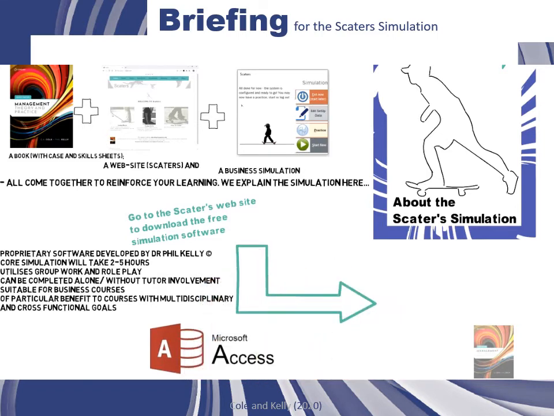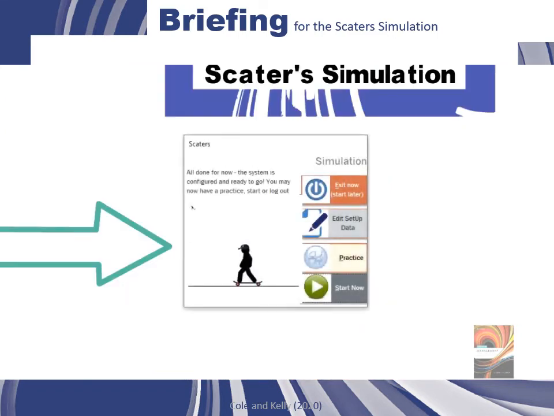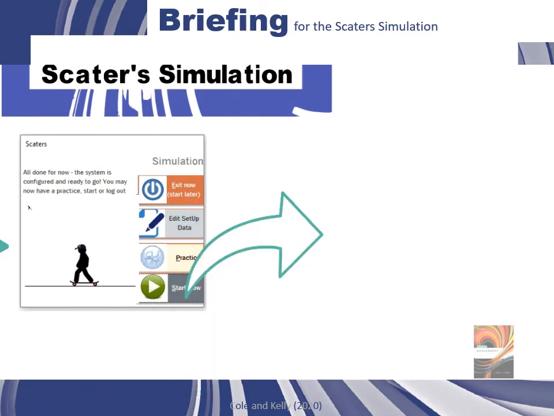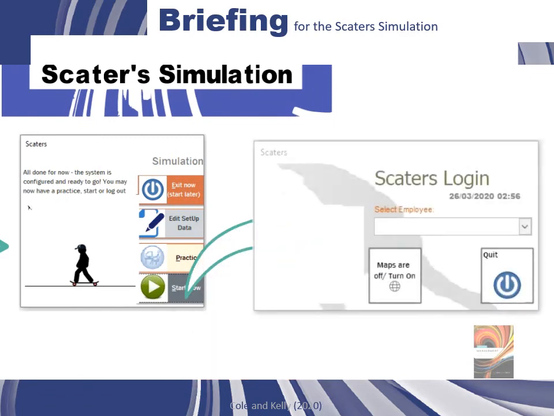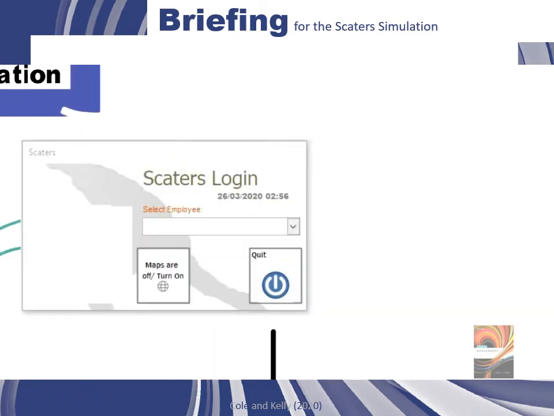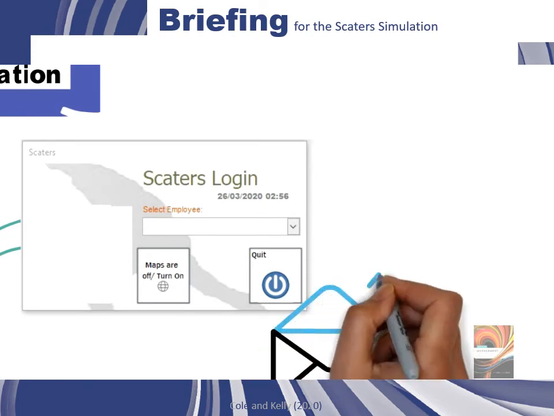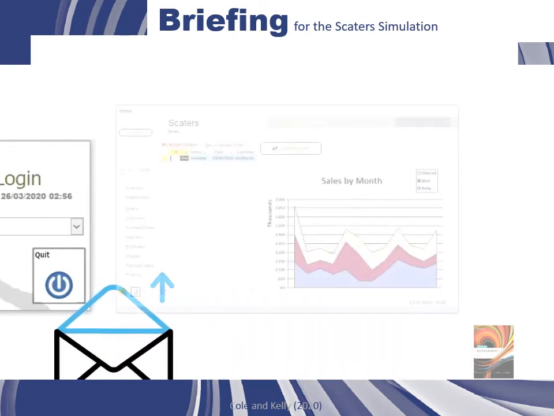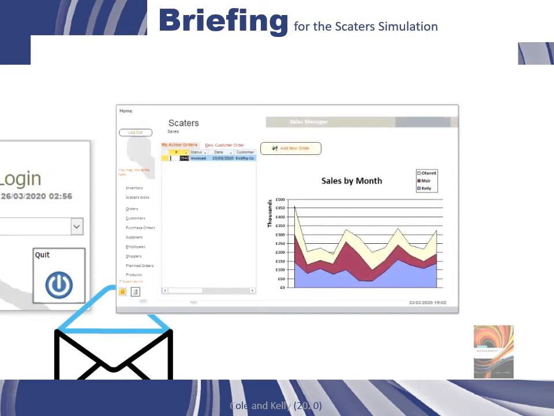Once you have decided the simulation mode, i.e. individual or group, you will then need to make arrangements to download the software and determine where and when to complete the simulation stage one. You will need to run the simulation on a computer that has Microsoft Access loaded. Advice on how to download and configure the simulation software can be found on the Scaters website in the download section. Once you have started the simulation, the Scaters clock starts and the simulation activities and emails begin.